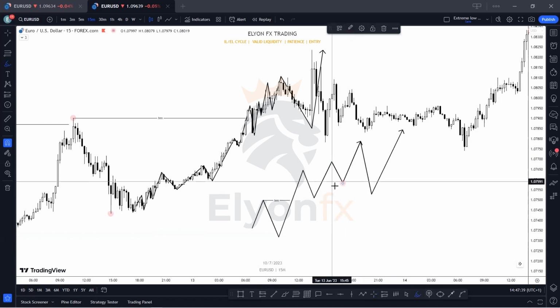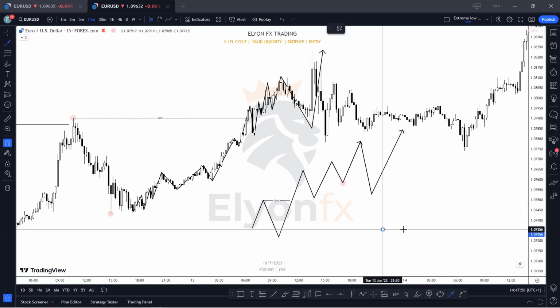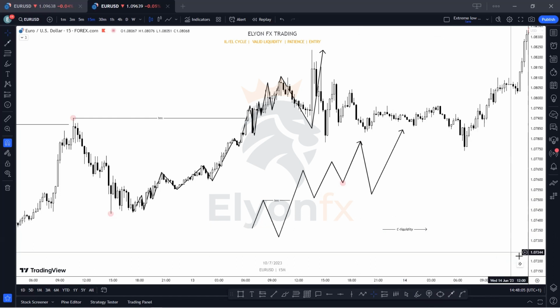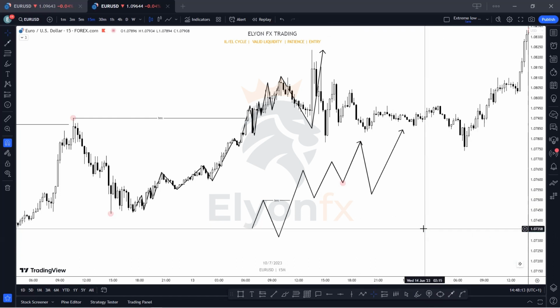But in order for me to identify this low as my value liquidity point, there are some things I watch out for. Those that follow me on Instagram might have seen my chart where I marked chalk liquidity, where I do something like this. You know, I have an arrow and it says chalk liquidity. So this is where I explain what that means.